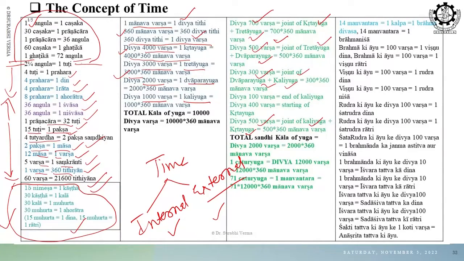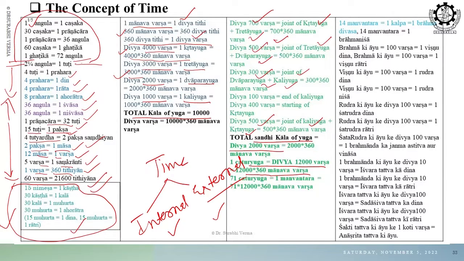So in total, Sandhi Kal of Yugas is having Divya 2000 Varshas. And total Kal of Yugas is having 10,000 Varshas. Now you join them. So totally we will be having one Chaturyugi as Divya 12,000 Varsh or 12,000 into 360 Manav Varsh. This is one Chaturyugi. One cycle of 4 yugas.